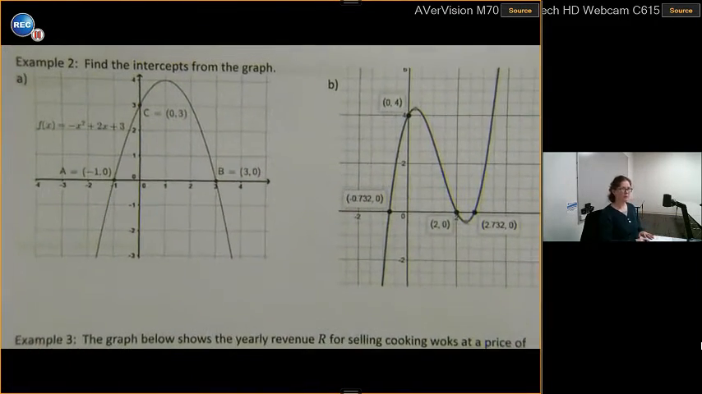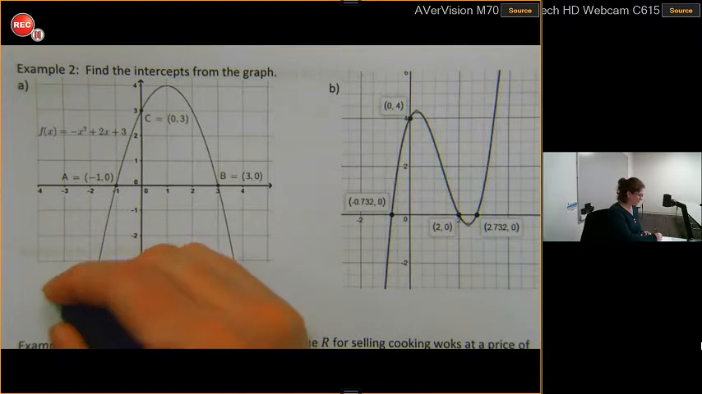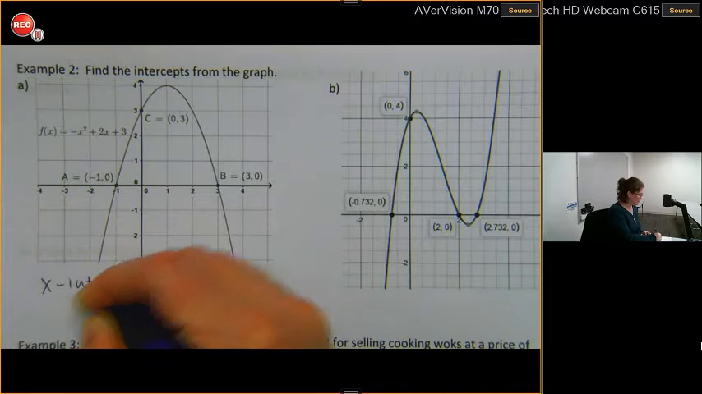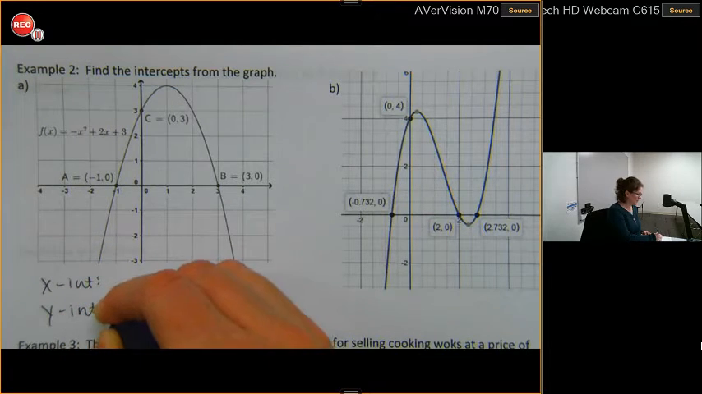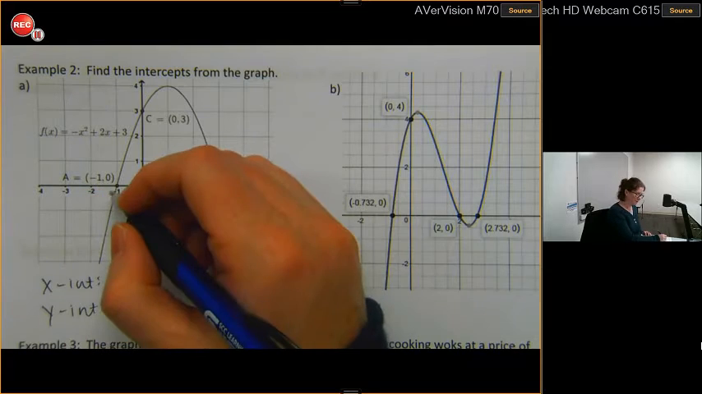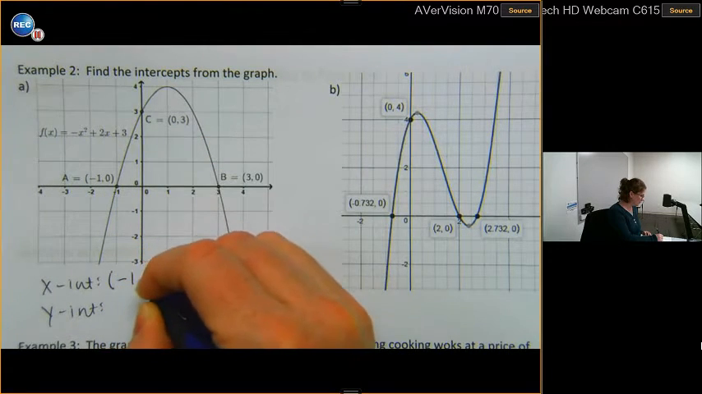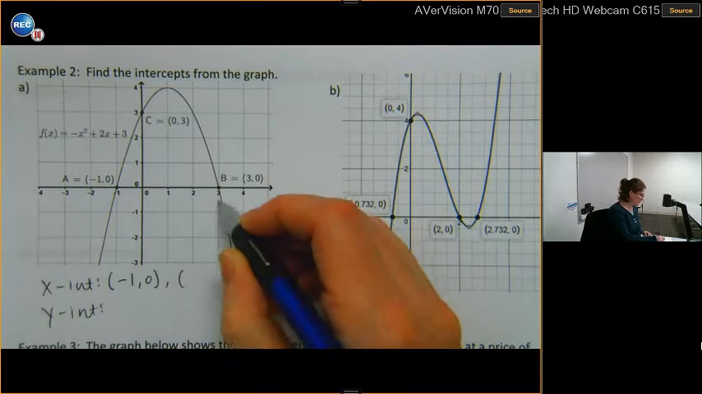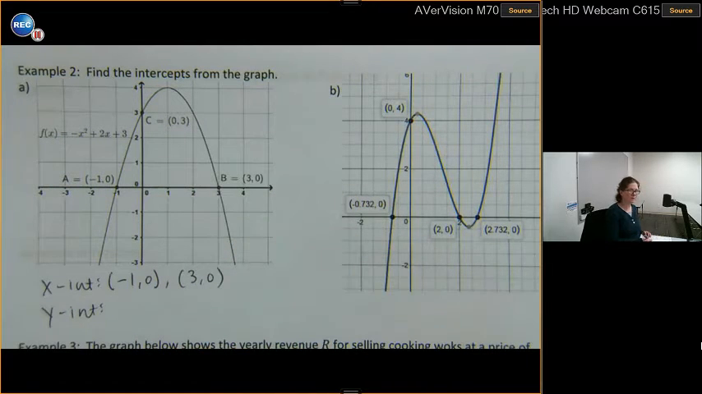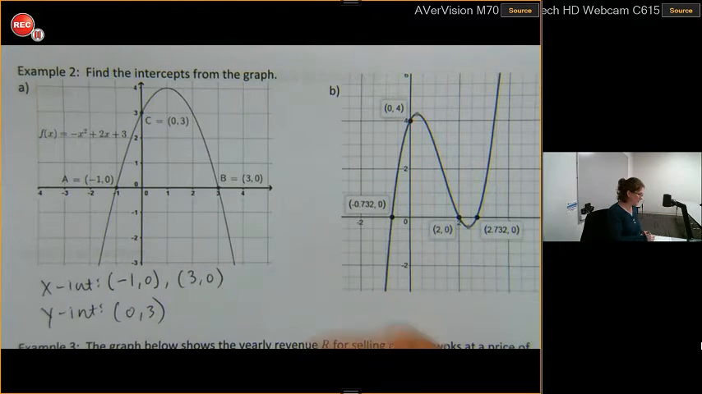So here we have some pictures of graphs, and it says find the intercepts. So I'm just going to look at the graph and list the ordered pairs where the graph touches or crosses an axis. So I notice I cross the x-axis at the point -1, 0, and also at the point 3, 0. So those are x-intercepts. The y-axis is crossed at the point 0, 3.